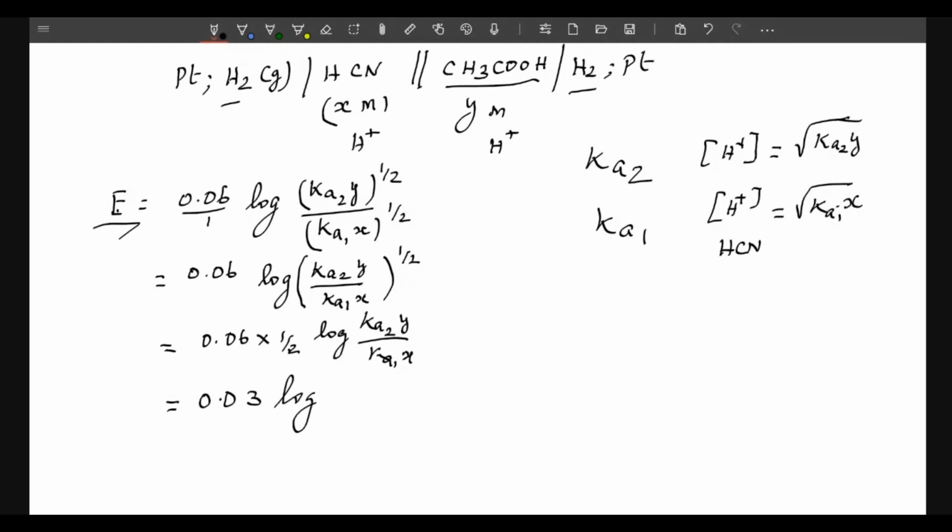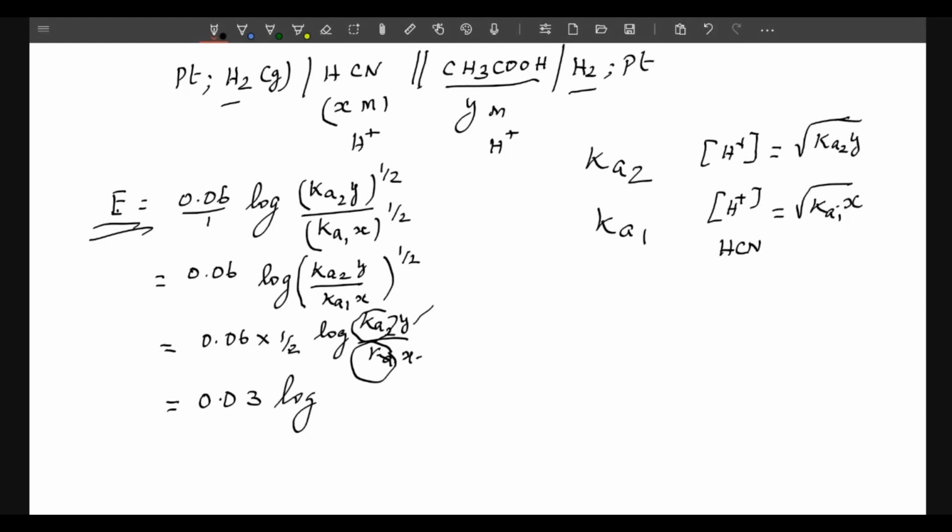And the E can be calculated for this type of cell if you are provided with Ka2, Ka1, y and x. No such problem has been asked so far. If at all asked, you can do this. These are of higher difficulty level, but such problems can also be calculated using your own calculator. Therefore, sharpen your calculator. Okay.